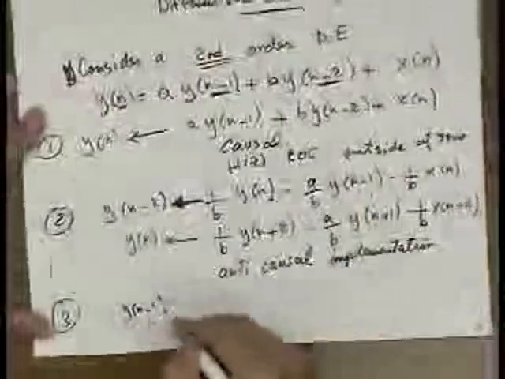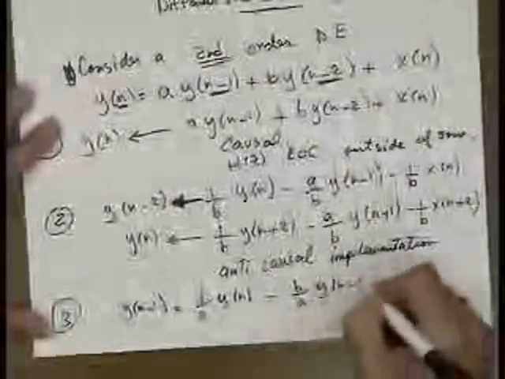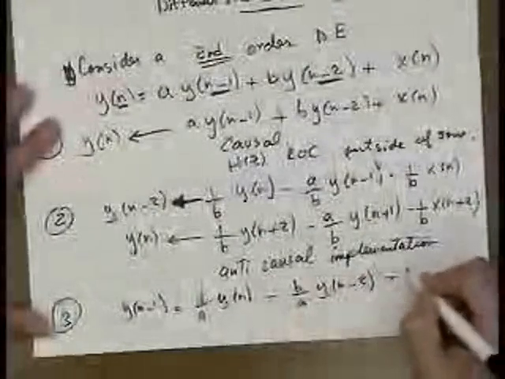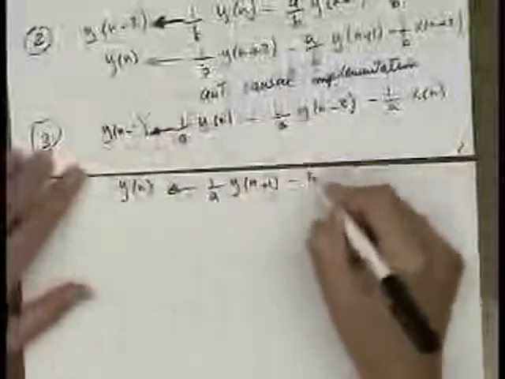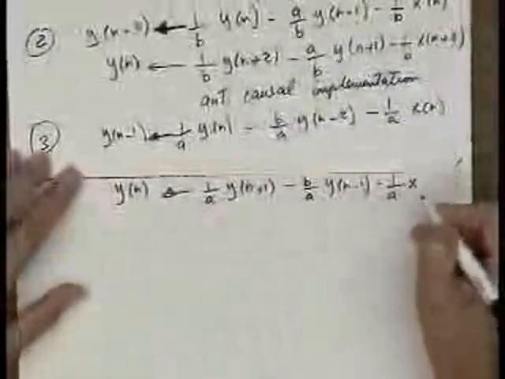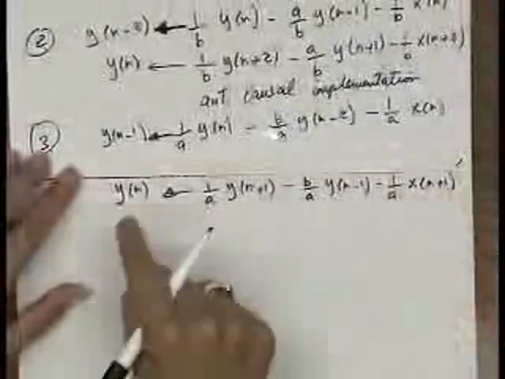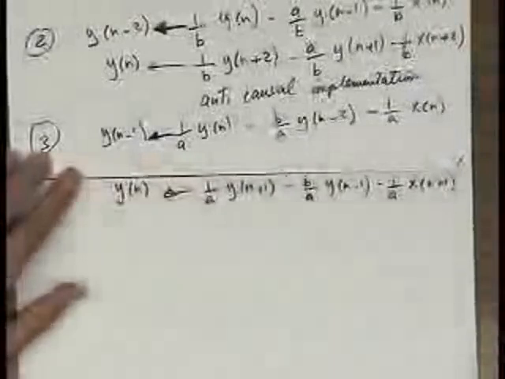You say y(n-1) is equal to 1 over a y(n) minus b over a y(n-2) minus 1 over a x(n). And if I do that, then again I put an arrow here, and I want to add this here. I get y(n) takes on the value 1 over a y(n+1) minus b over a y(n-1) minus 1 over a x(n+1). In this case, the output at time n depends on output both at time n+1 and time n-1, both future and past.